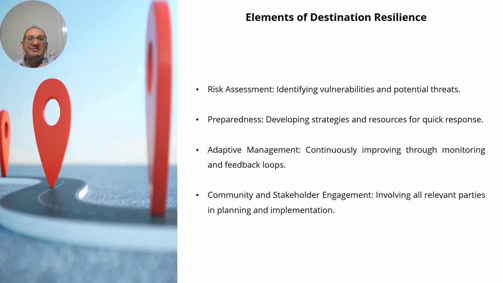Now, which are the elements of destination resilience? There are four elements. First of all, there is the risk assessment. As a first step, we have to identify the vulnerabilities and the potential threats. It is very important, the first step, to recognize the situation. Secondly, preparedness. Within this framework, we have to develop strategies and resources for quick response. The third step regards adaptive management, in order to continuously improve our situation through monitoring and feedback loops. Finally, there is community and stakeholder engagement, because involving all relevant parties in planning and implementation is one of the main elements of destination resilience.